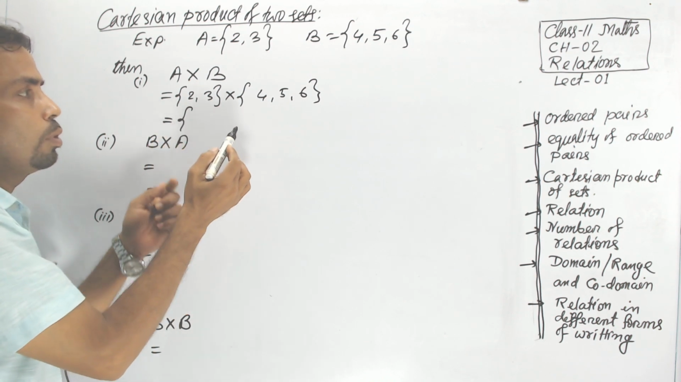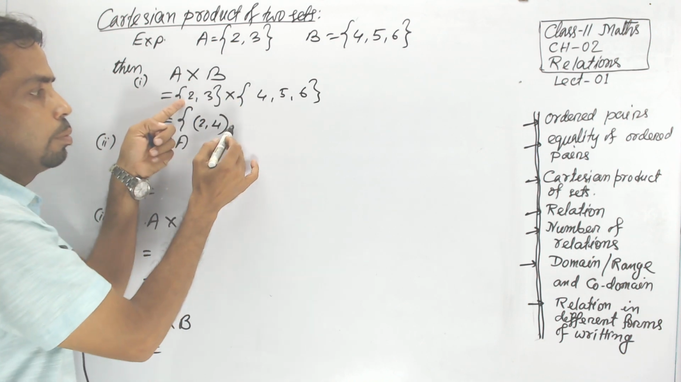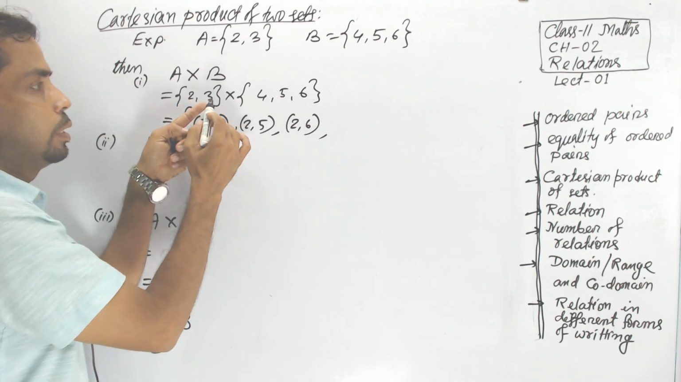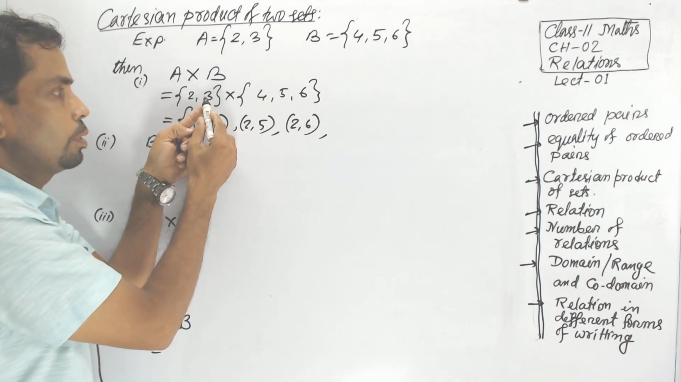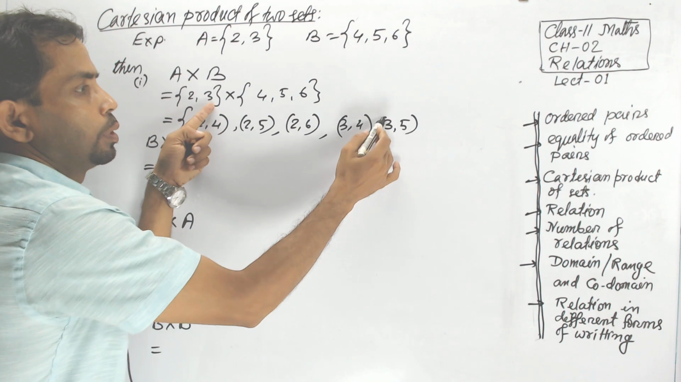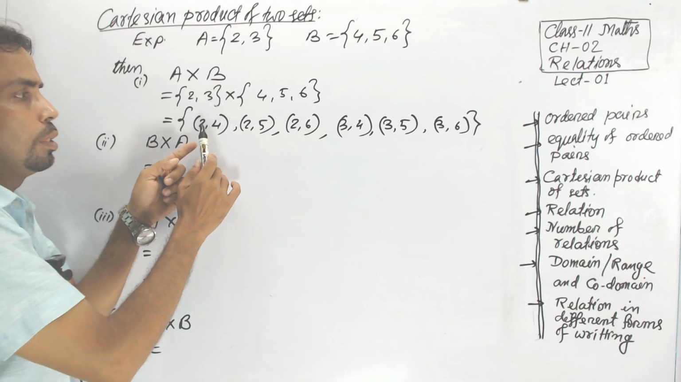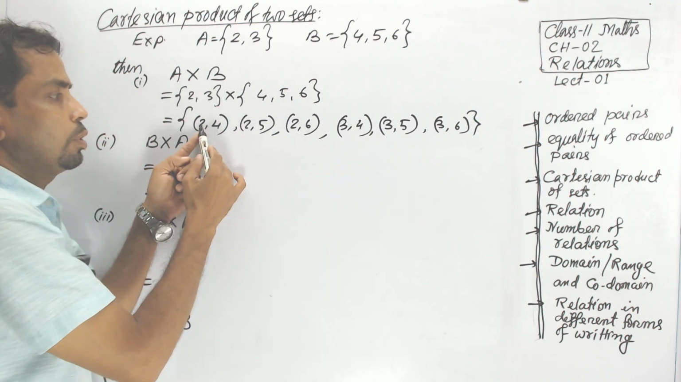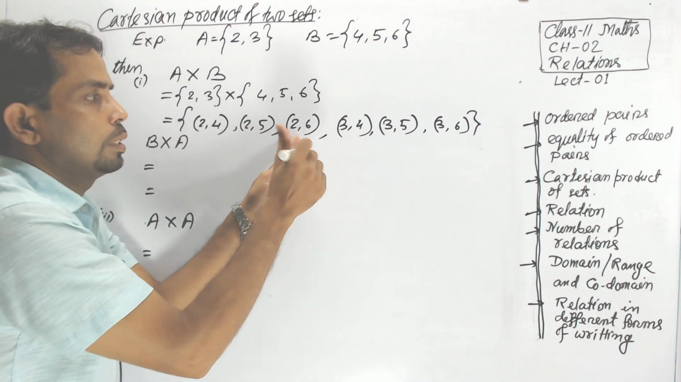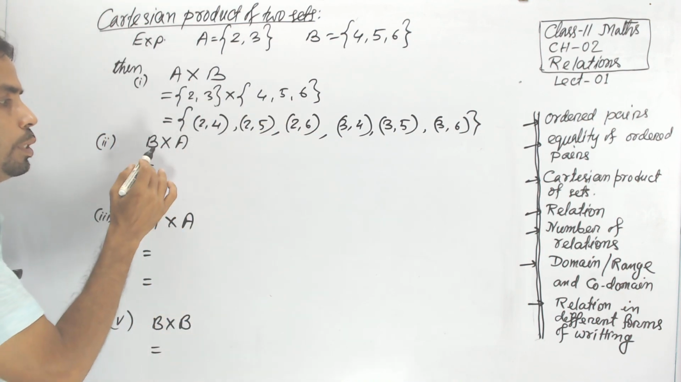It is the set of all the ordered pairs. 2 with 4 will make one pair, 2 with 5 will make another pair, 2 with the next element 6 makes another pair. Then in the same way with 3, all the ordered pairs: 3 4, then 3 with 5, then 3 with 6. So the Cartesian product is the set of all ordered pairs in which the first component is from the first set and the second component is from the second set. In every ordered pair we can see the first component is from the first set, and the second component is from the second set.